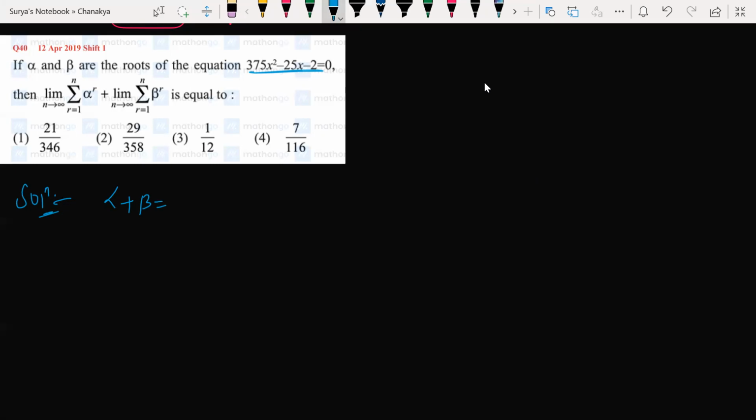All right. So for that, you have to follow the class properly. I'm telling again and again. Minus b by a is nothing but 25 by 375. Now product of the roots is what, beta?